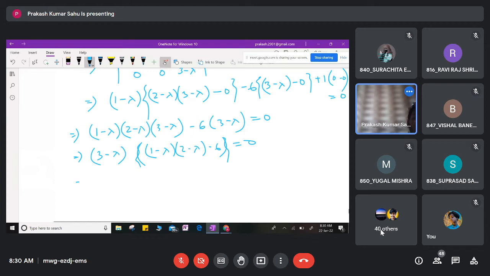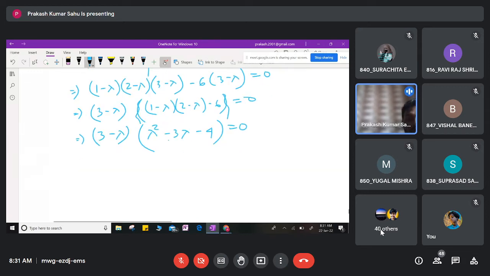So which implies you will get 3 minus lambda, and if you simplify a bit, you get lambda squared minus 3 lambda plus 2 minus 6, that is minus 4, is equal to 0. So minus 4 plus 1 will happen, yes it will happen. So this is 3 minus lambda, and this becomes (lambda minus 4)(lambda plus 1) is equal to 0. Now it is correct: lambda minus 4 and lambda plus 1.